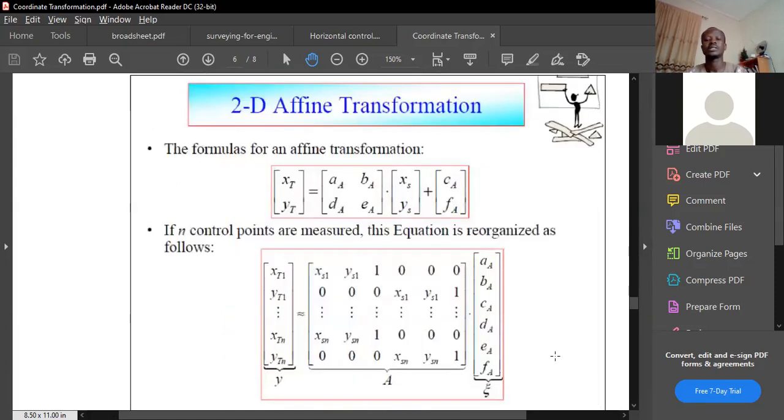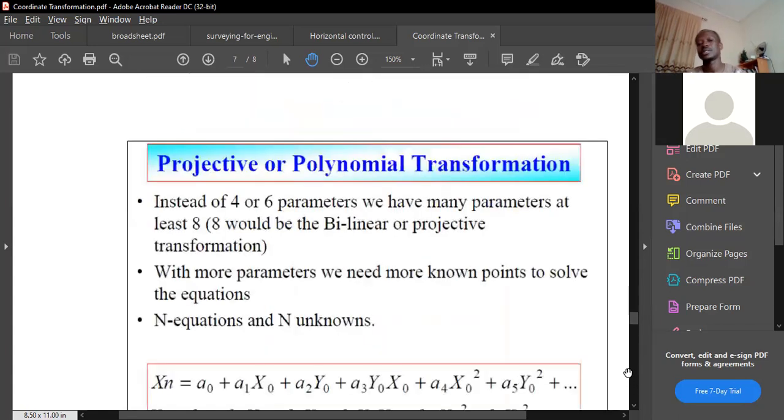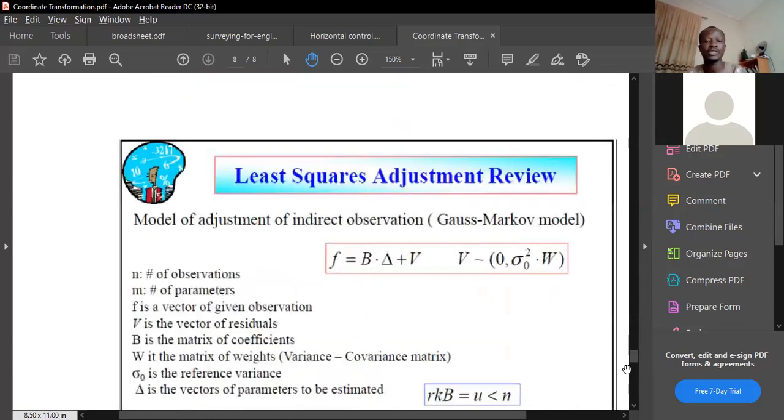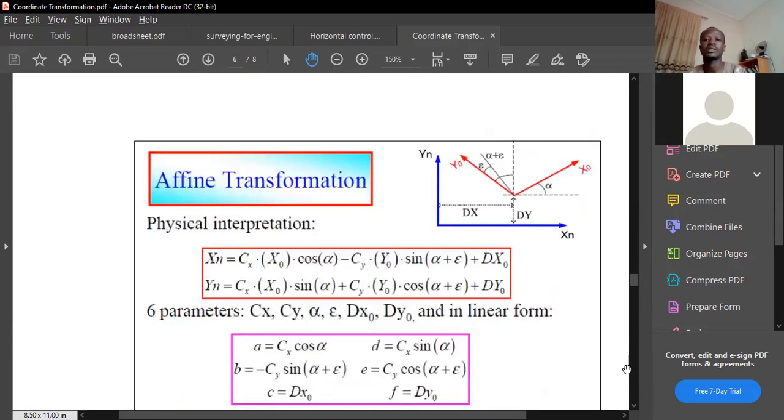So you need how many points to solve for 6 unknowns using a set of equations that you write, 2 equations for 1 point? So you need 3 points. Are you okay? Any more, use least squares. You can also have what we call the polynomial projective transformation. Here too we have unknowns, and you solve them the same way, literally. So that is it for coordinate transformation.